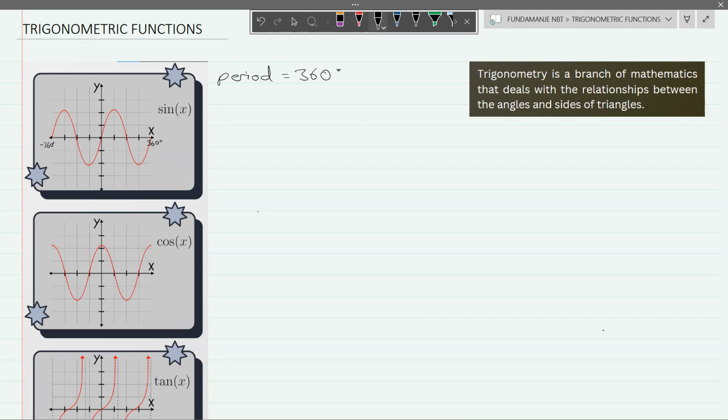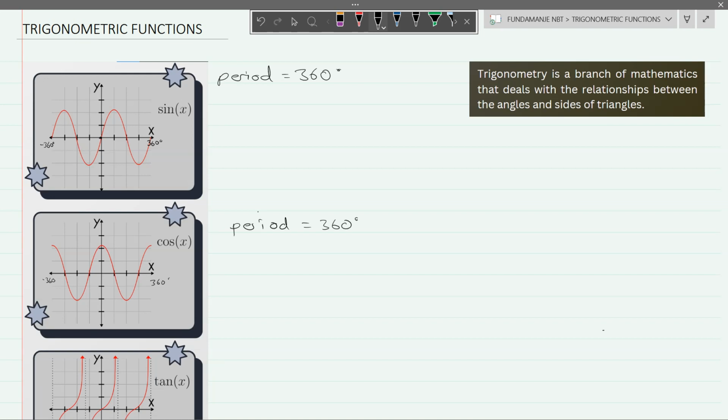Looking at the cos function, we can see that the same nature can be described. The period of the cos function will also be 360 degrees, as you should know.